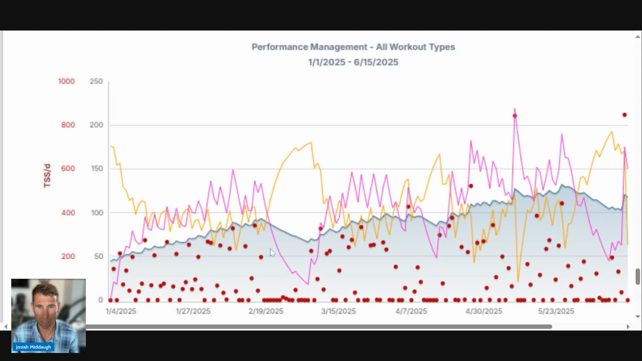And so that's how you can see, over the course of several months, this person gradually built their fitness. They had a couple breaks in training here. Maybe there was travel, maybe there was illness, maybe there was injury, or maybe they did an event and had a couple days off. And so you see these breaks here, but overall, they're building that fitness, they're building that training load over time.